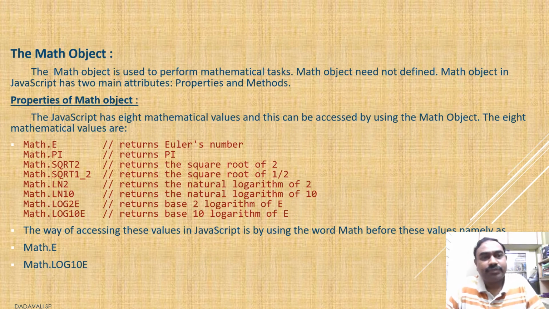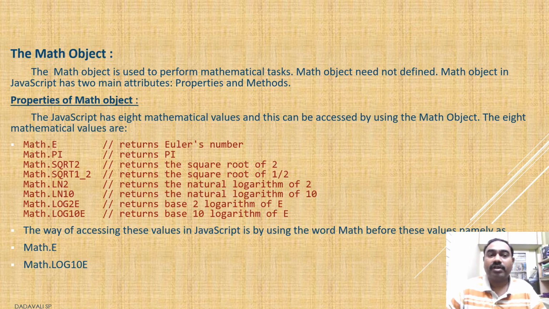Next one, the Math object. JavaScript's Math object is used to perform mathematical tasks. The Math object need not be defined. Math objects in JavaScript have two main attributes, properties and methods. JavaScript has 8 mathematical values, and these can be accessed by using the Math object.